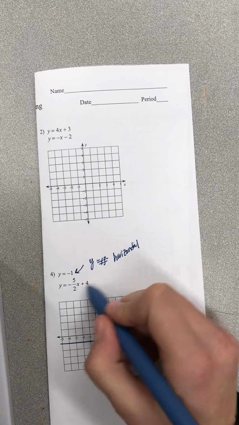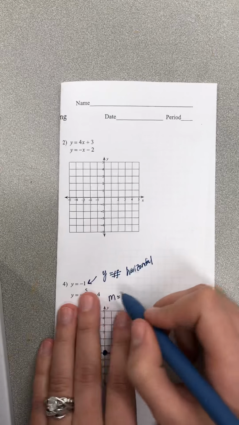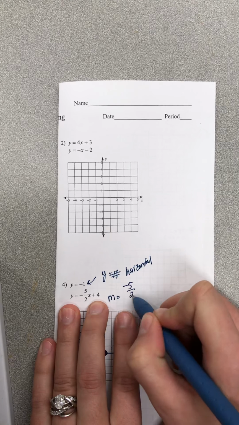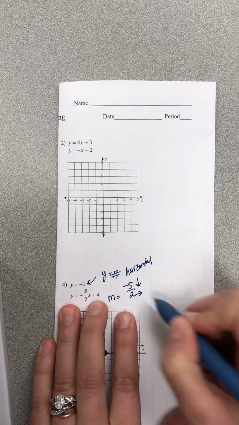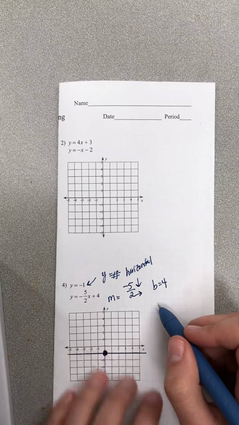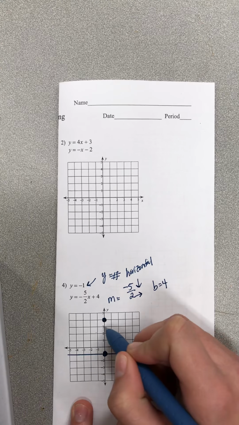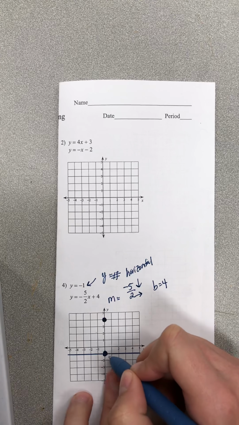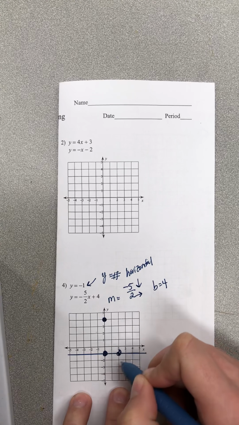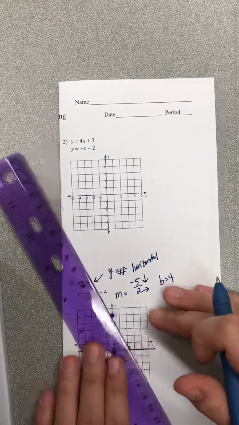That bottom equation is in slope-intercept form, so identifying the slope as -5/2, which is down 5, right 2, and my y-intercept is 4. So I'm going to come down to the graph, I'm going to plot 4, and I'm going to go down 5 and right 2. Down 5, which I can't, and right 2. You want to connect the dots.